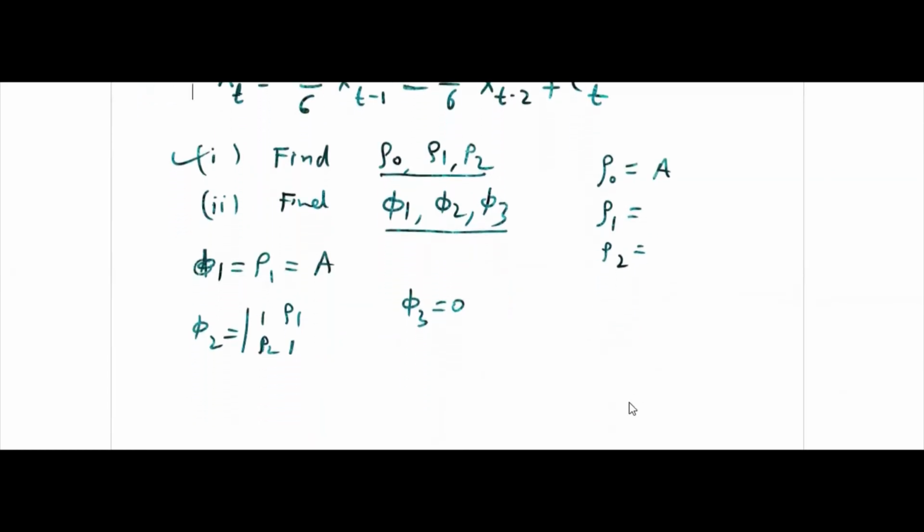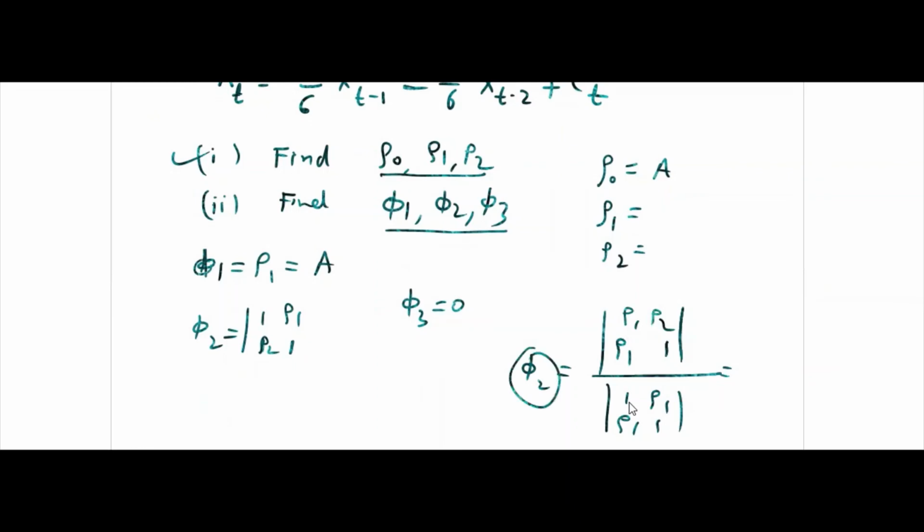Let me write phi 2 here. This is the denominator: 1, rho 1, rho 1, 1, and you copy this and replace the first column by rho 1, rho 2. That's all. So using this formula you can find phi 2. I think it's 1 minus rho 1 square. This should be rho 2. This is rho 1 minus rho 1 rho 2. Okay, so you just put the values of these and you find these things. This should be 1, right? So this much you need to do. Okay, class is over for today.